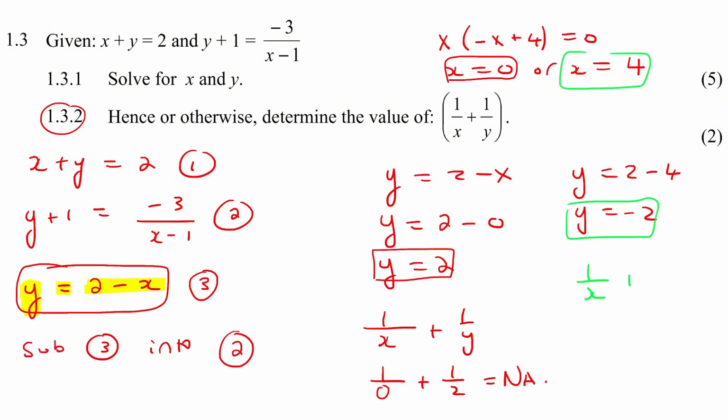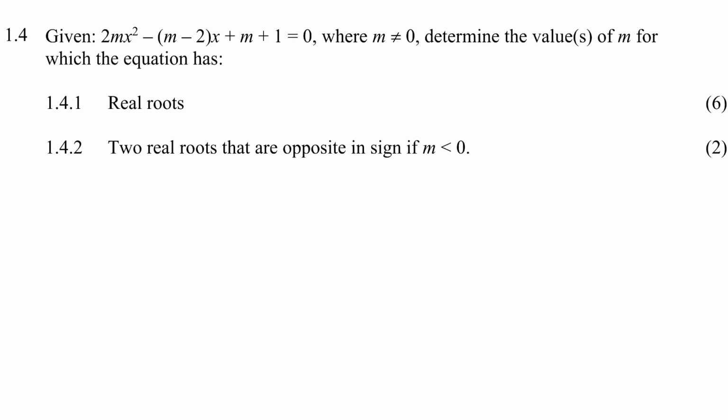And then for the next one, we're going to have x as 4 and y as minus 2. You could actually just type that on the calculator, and you should get an answer of negative a quarter. So they give us an expression where m is not equal to 0.